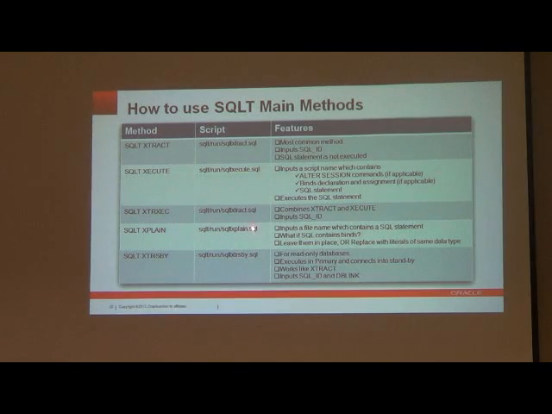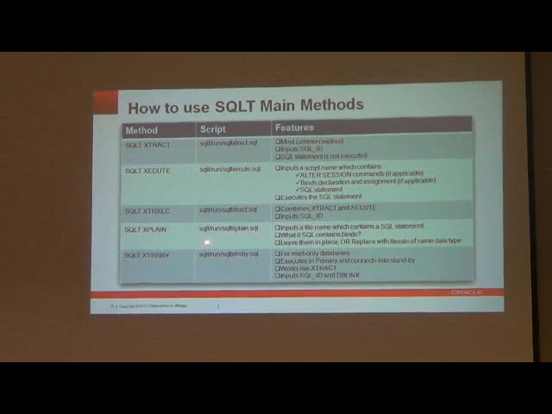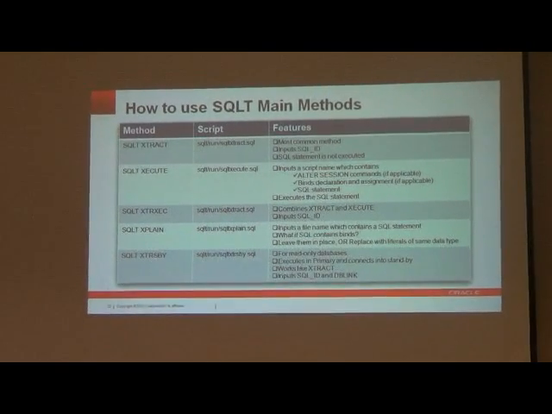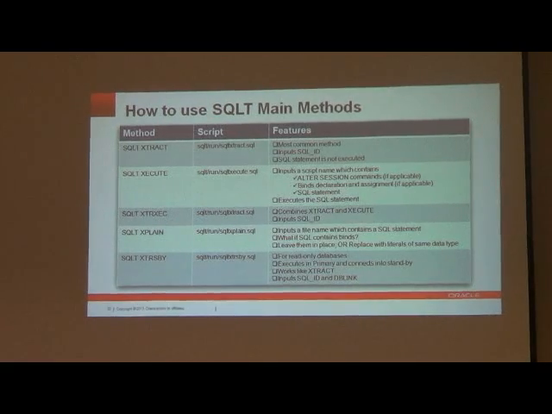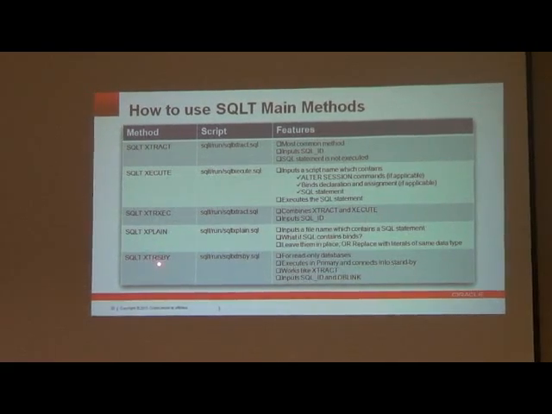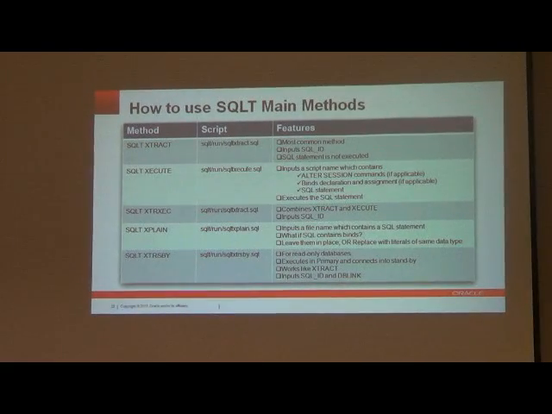The next one is explain. I suggest don't use explain anymore. Why? Because of the binds. I mean, if your SQL has binds, don't use explain. And the last one is extract standby, which is like an extract, but it works on a read-only database. So if you have a read-only database, then you run this on the primary, it connects to the standby, grabs everything from the standby, and produces what you need. Okay? So those are the 5 methods.